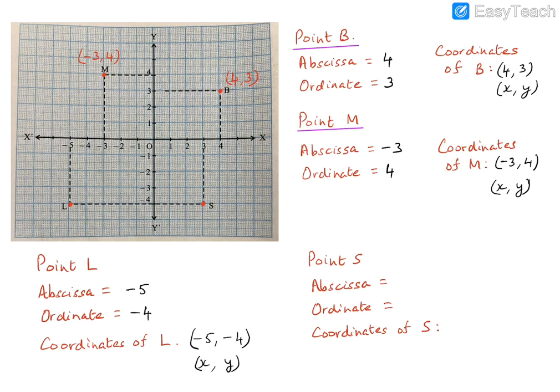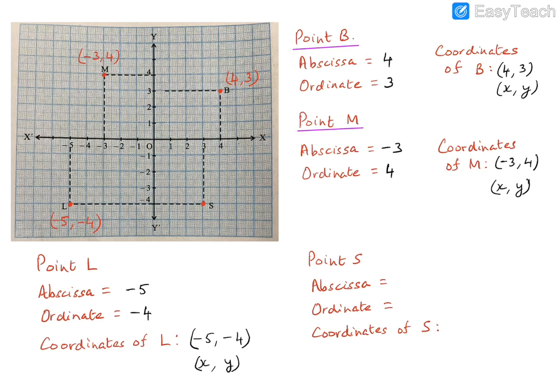So that's the coordinate representation of the point L, which is minus 5 comma minus 4. Minus 5 denotes the x coordinate and minus 4 denotes the y coordinate for the point L. So let's write that down on the graph. The point L is denoted by the coordinates minus 5 comma minus 4. Okay, so that's our coordinates for the point L.